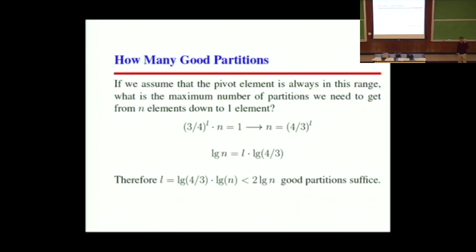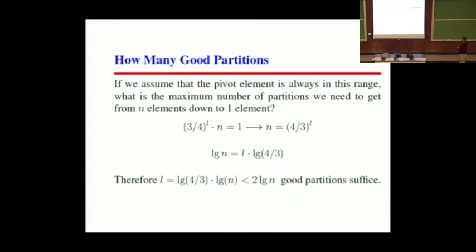If I then take the worst possible good pivot, it's going to be 3/4 times 3/4 that will be the size of what's left. That's 3/4 squared. If I keep doing it again, it'll be 3/4 cubed, and so on, till eventually, if I take enough levels, I will get that down to 1. That's when I would stop. Does everybody get an idea?